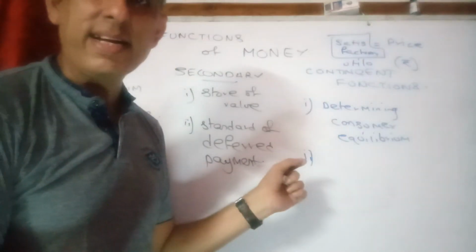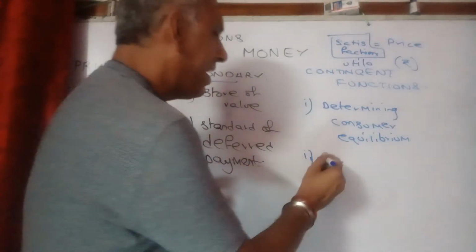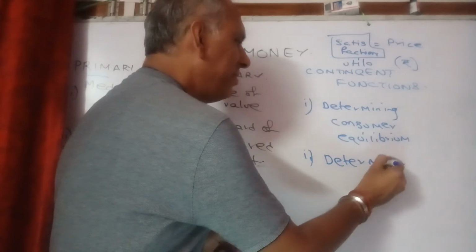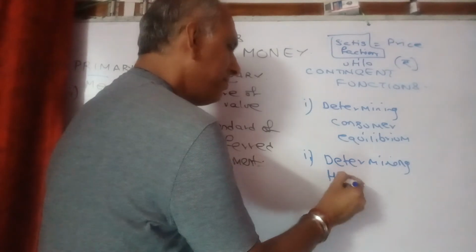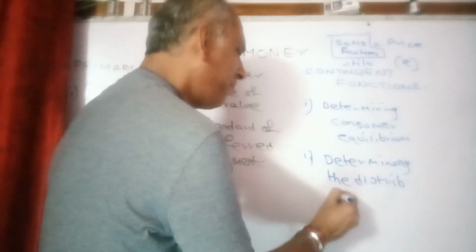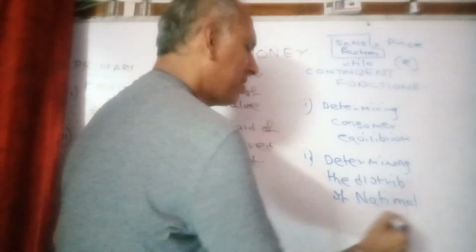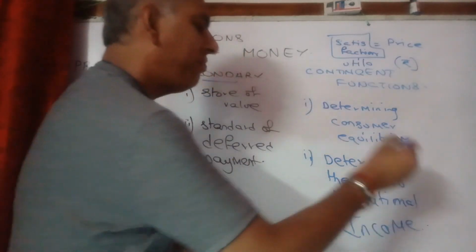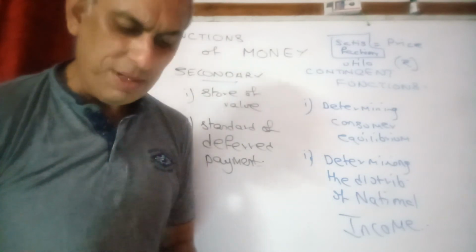So, what is the second contingent function which money can perform? Helps in determining the distribution of national income. And you know it, national income is distributed, students, amongst whom? National income is distributed amongst the 4 factors which help in generating national income. I hope it's quite clear.